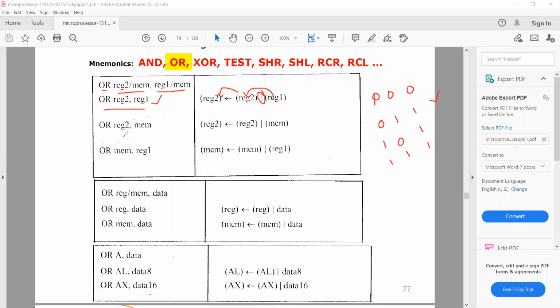Here we are using register and memory, the second instruction. The data present in the memory location will be ORed with the data present in register 2, and the result will be stored in register 2. This is called direct addressing mode. Why? Because we are directly specifying the address of the data.